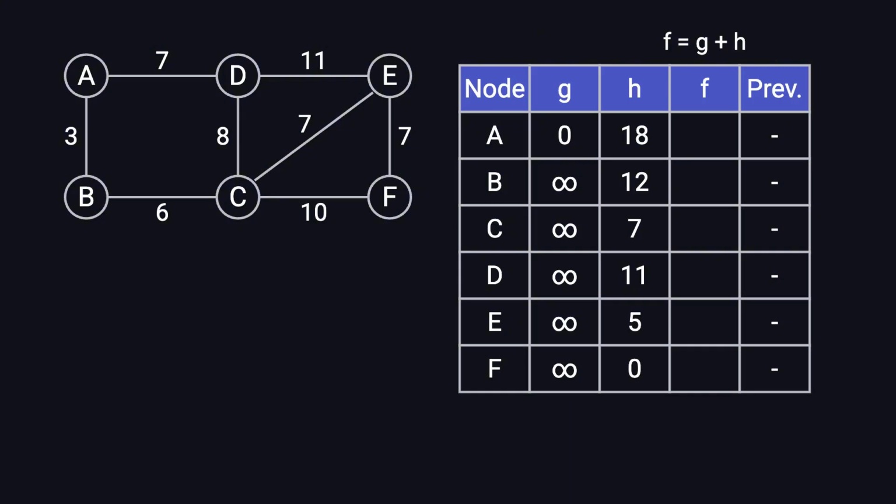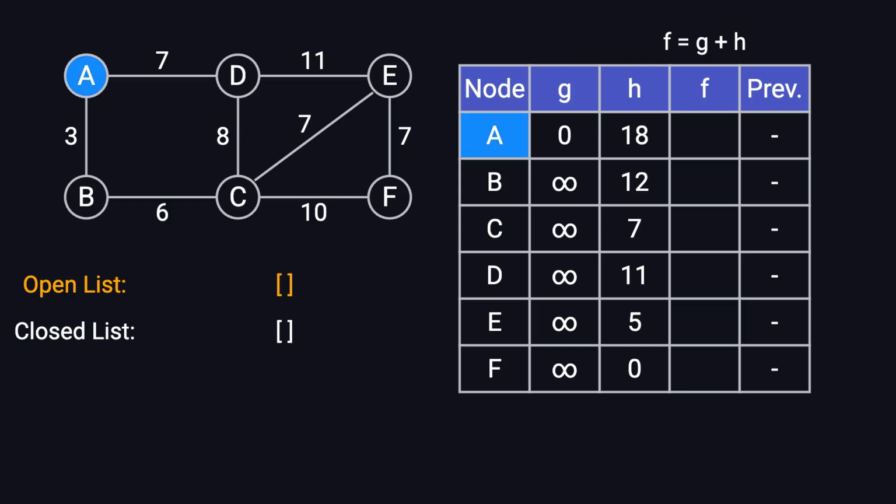Along with the table, we'll use 2 lists. The open list holds all the nodes we're still considering. It's usually implemented as a priority queue, so we can always pick the one with the lowest F value quickly. The other list is the closed list, which tracks nodes we've already processed, so we don't revisit them. Now let's begin the algorithm.